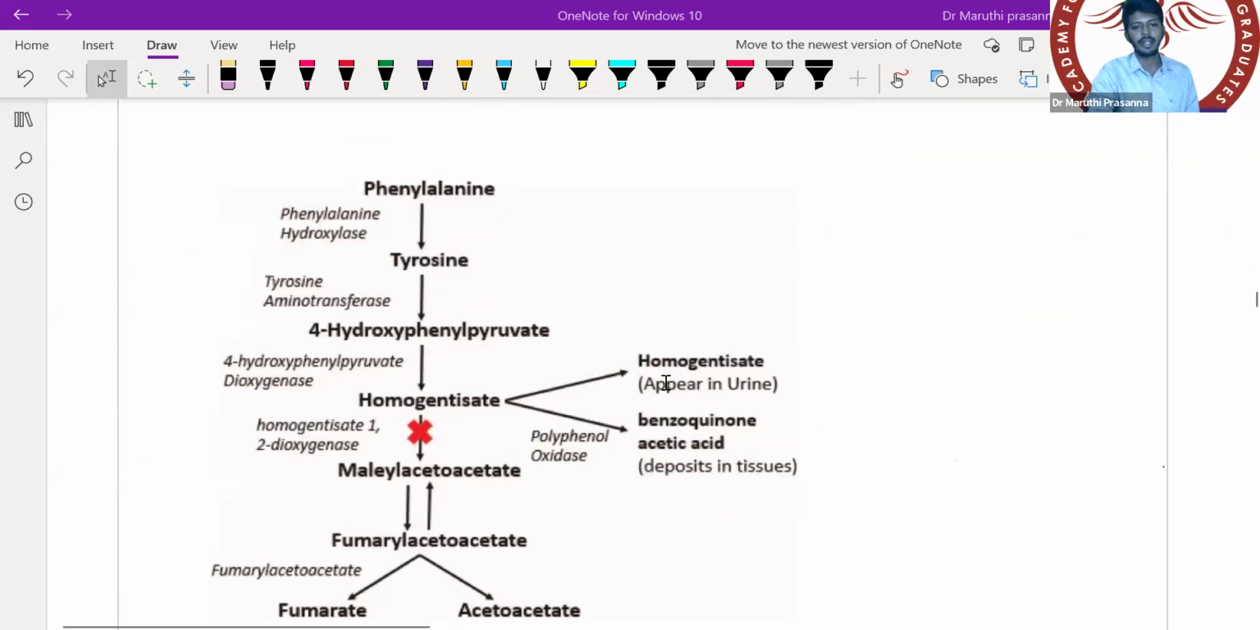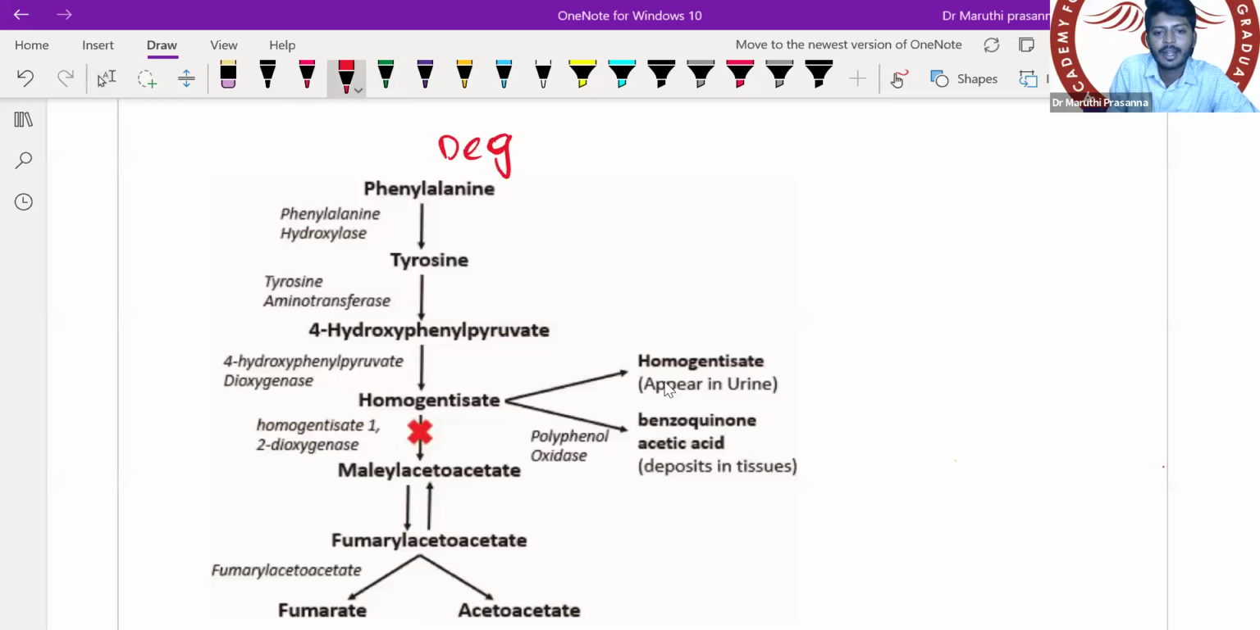Degradation of tyrosine. What is that? Degradation of tyrosine means how does tyrosine breakdown occur? Whatever tyrosine is there, tyrosine did its activity, now it has to break down. So the breakdown or degradation of tyrosine and phenylalanine: phenylalanine gets converted into tyrosine.